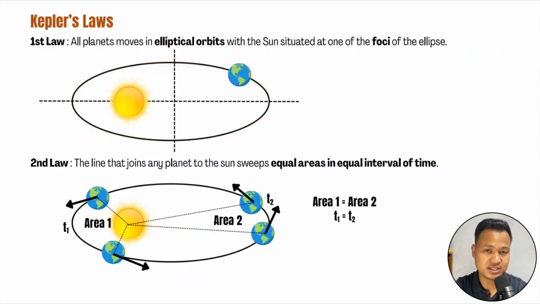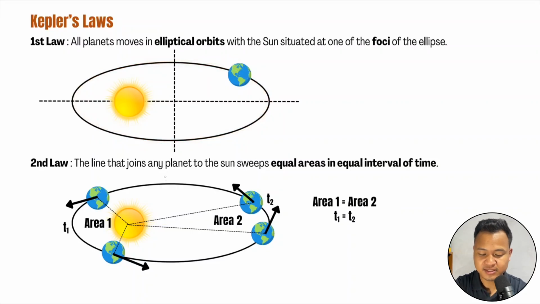It is not circular path, it is elliptical path. You'll get an ellipse, okay? So in an ellipse, there is something we call focus. The plural is foci. So if the sun is situated at one of the focus, then this is the path where the planet is revolving around the ellipse. Around the sun, the planets are revolving in an elliptical orbit. This is the first law.